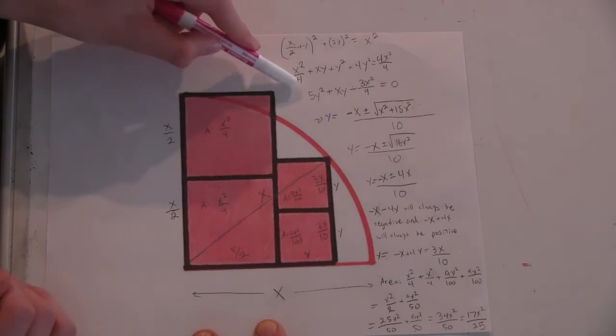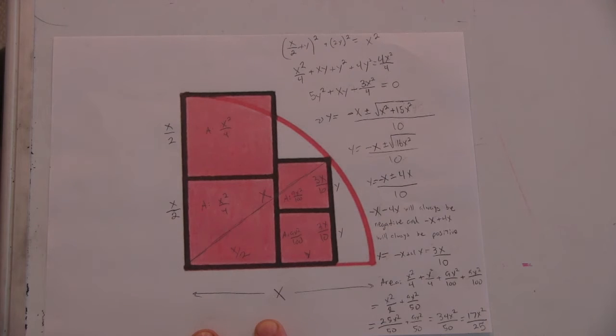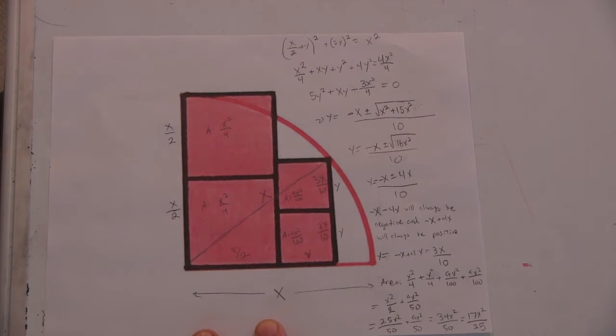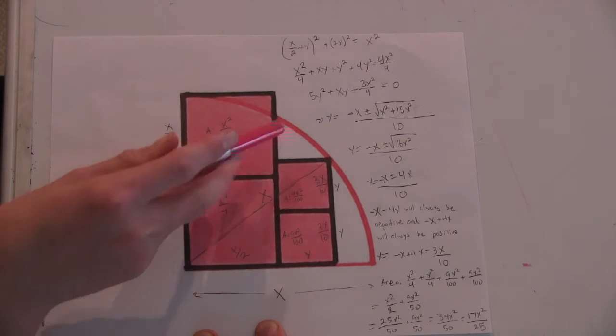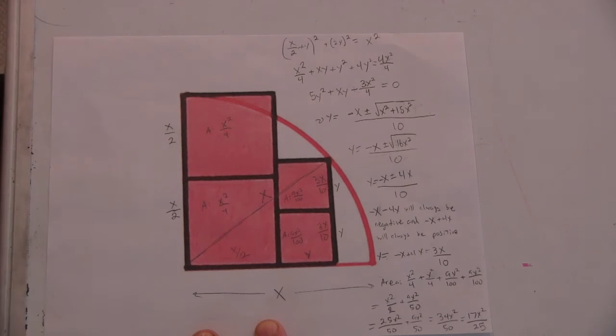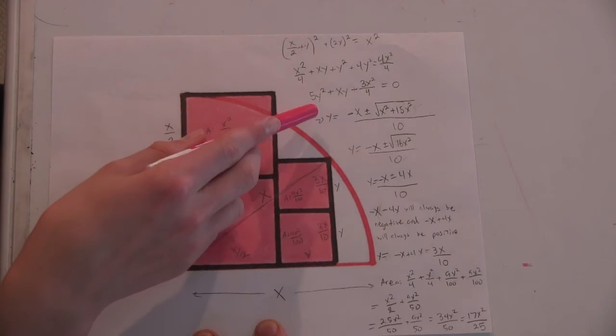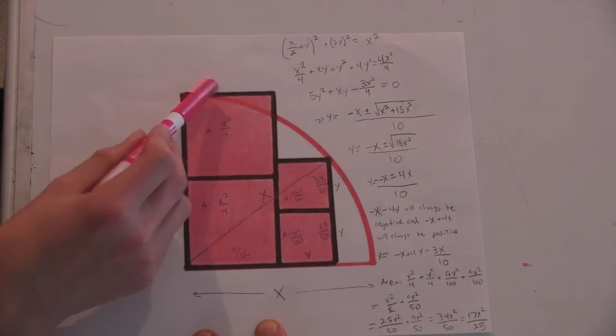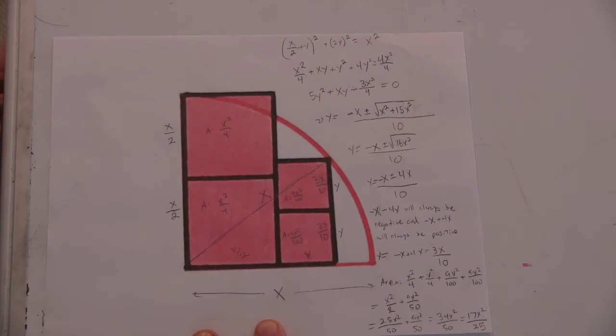And again, since this x squared over 4 was in fourths, I put x squared as 4x squared over 4 because I wanted to do the same thing as before. The y squared and the 4y squared make 5y squared plus xy. Subtracting 4x squared over 4 from both sides, we get minus 3x squared over 4 equals 0.